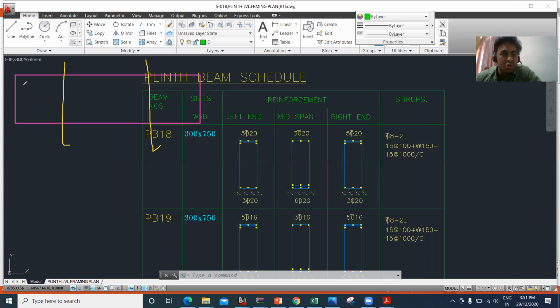That means in the top what I'm going to do, I'll run my 1 bar straight. So this will be my 20 diameter 3 bar. So now that condition is satisfied.